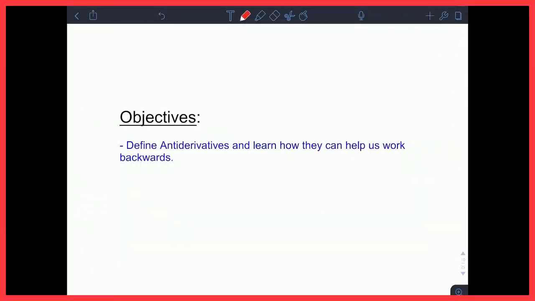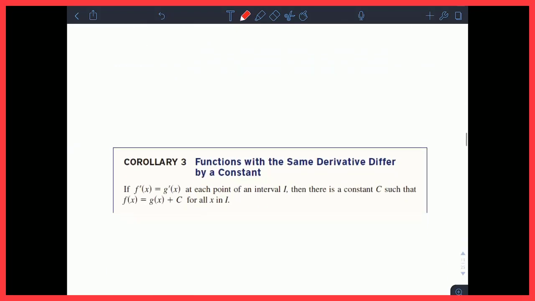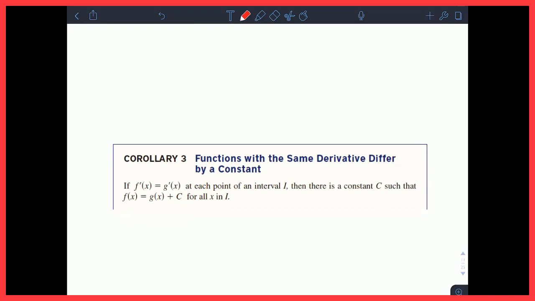Hey everyone, Mr. Chapter here to take a look at antiderivatives, our first exposure to antiderivatives, and learn how they can help us work backwards. First, understand that functions with the same derivative differ by a constant. Suppose f prime of x equals g prime of x at each point of an interval I. Then there's some constant c such that f of x equals g of x plus c for all x in I.